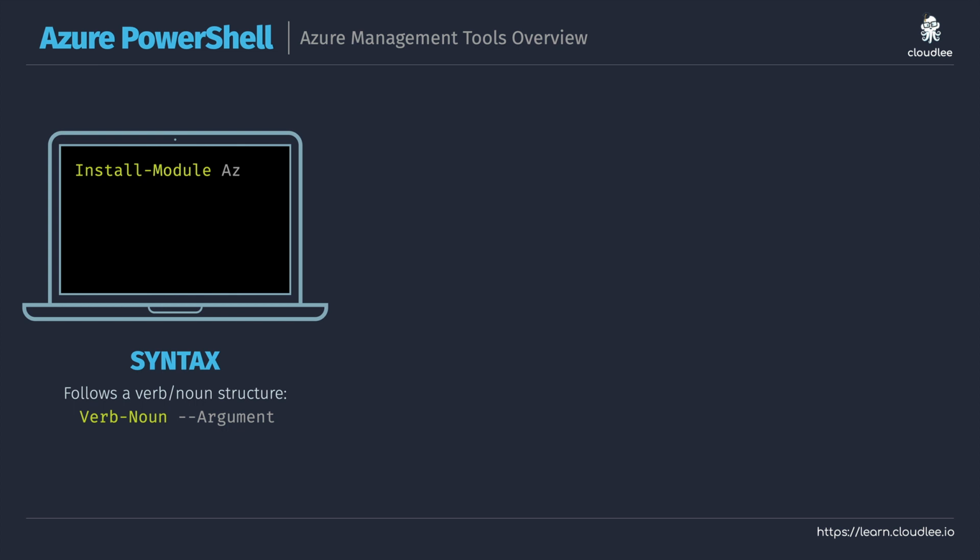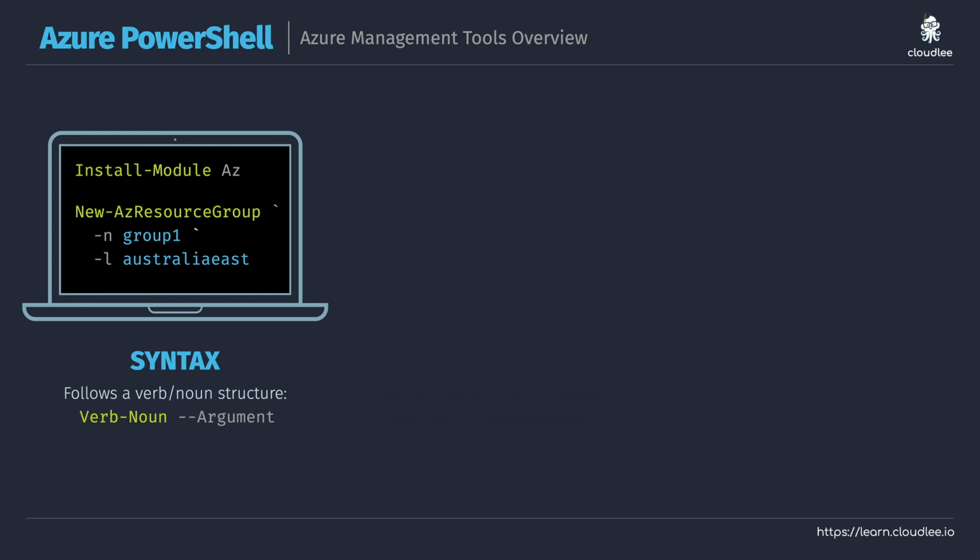But what does it actually look like if you've got that installed and you want to work with some resources within Azure? Well, once again, if we follow that verb noun format, for example, if we're creating a resource group, it might look like this: New-AzResourceGroup, and then all of the arguments for name and location.